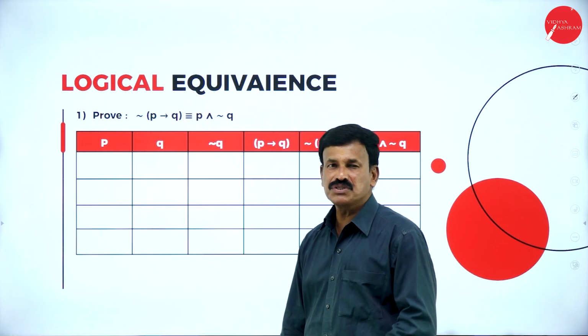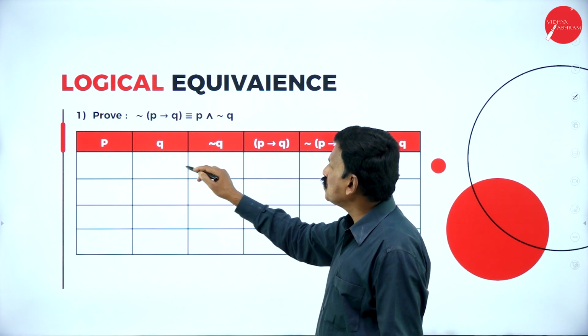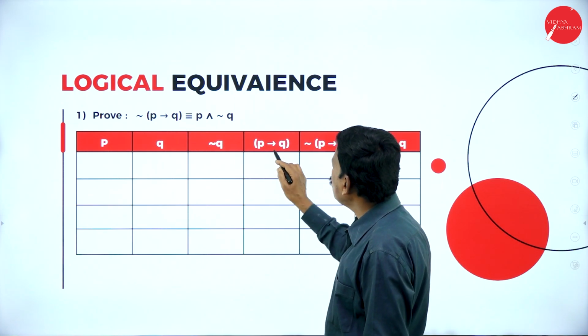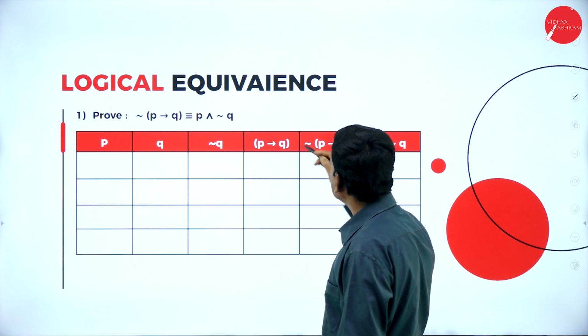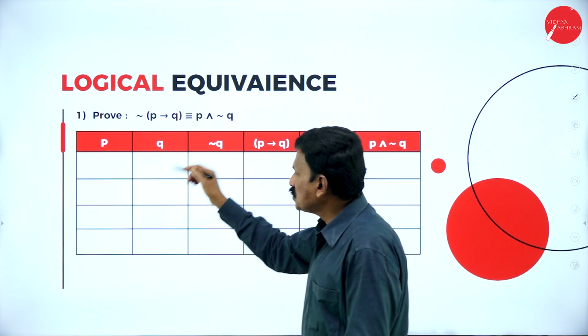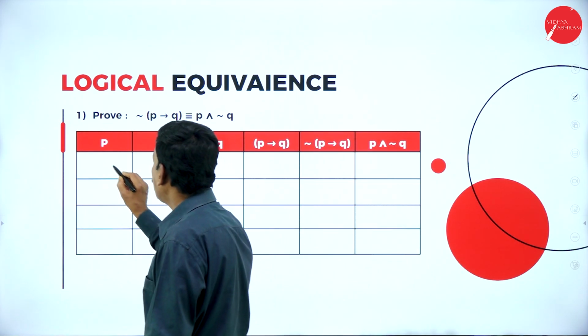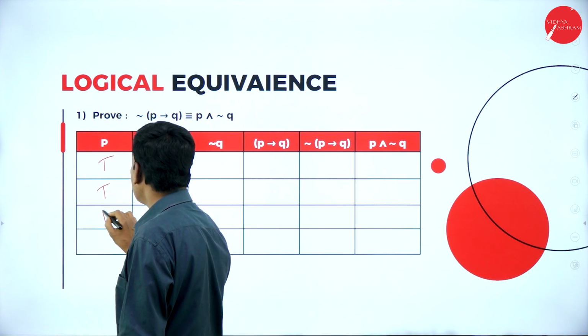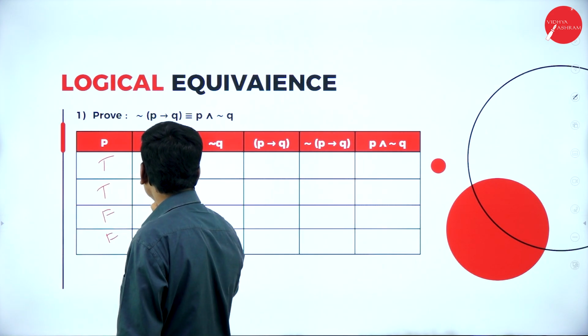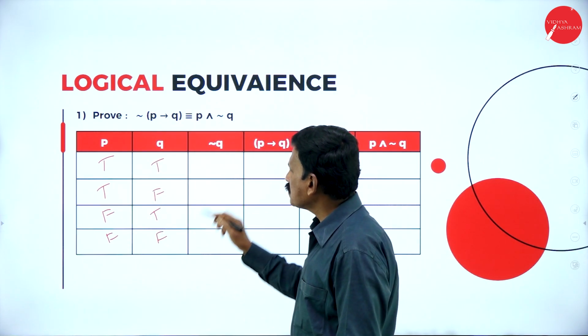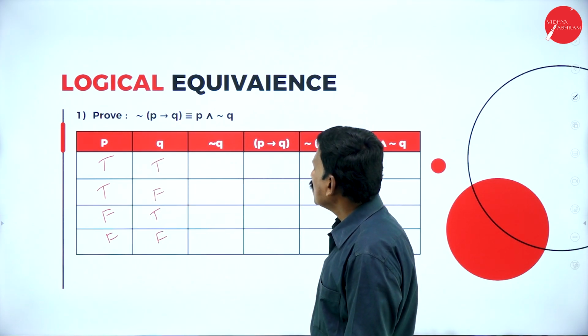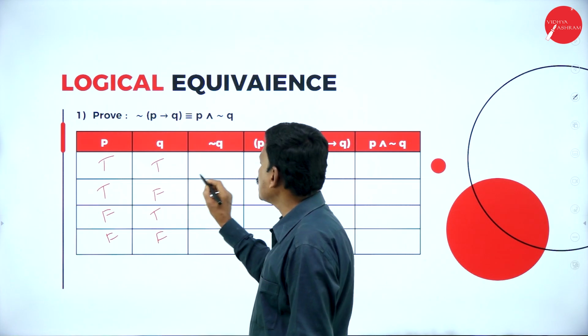Right. Now, as usual, just draw the table. P, Q, negation of Q, then P conditional Q, negation of P conditional Q, again P conjunction negation Q. Now, the truth values for P and Q. For P it is true, true, false, false. For Q it is true, false, true, false. Now, negation of Q, negation for this.